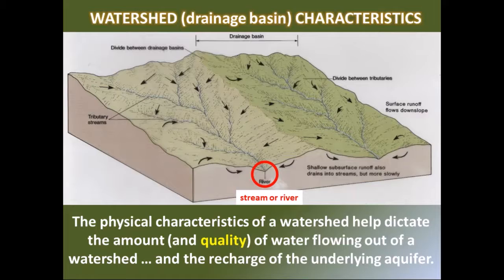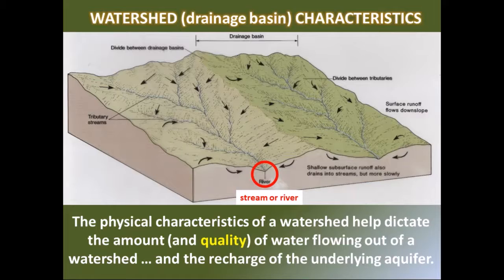Let's switch gears again and talk a little bit more about watersheds, otherwise known as drainage basins. There are several aspects of watersheds that we're going to discuss that have an impact on the interaction of water, both on the surface and in the subsurface of these areas. So a quick definition of what a watershed is, again, goes by the same name of drainage basin.